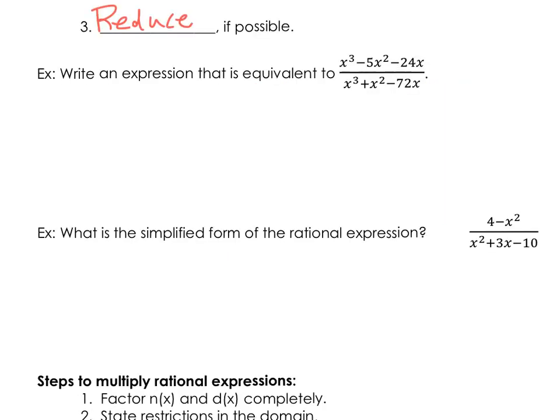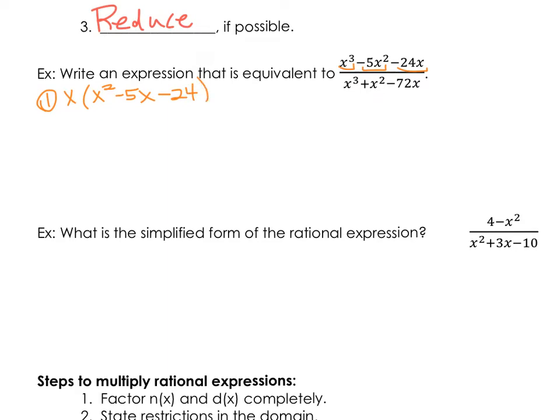So let's try one. Write an expression that's equivalent to x cubed minus 5x squared minus 24x over x cubed plus x squared minus 72x. The key on these problems is to follow our steps carefully. Step 1, factor both the numerator and denominator. We have x cubed minus 5x squared minus 24x in the numerator. If we think about our factoring review, all three of those terms have an x in common. If we factor the x out, we're left with x squared minus 5x minus 24.